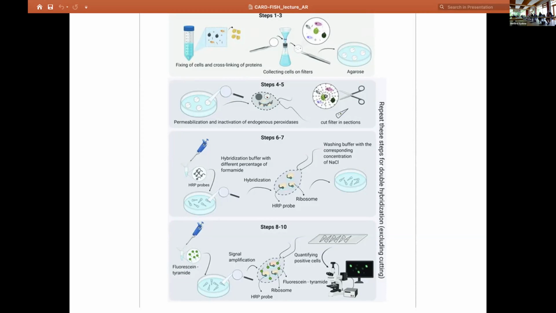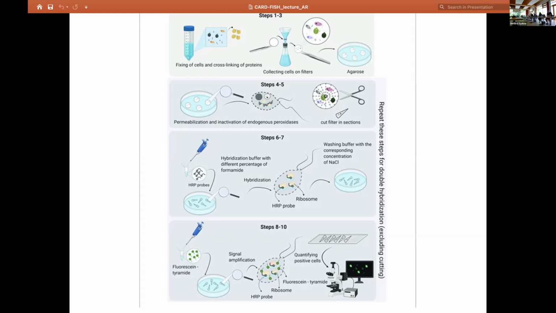hybridization begins, then you have these molecular probes. These molecular probes have an enzyme attached, the peroxidase, okay? Not the fluorochrome, but an enzyme. This is the difference with FISH, the normal FISH, okay?